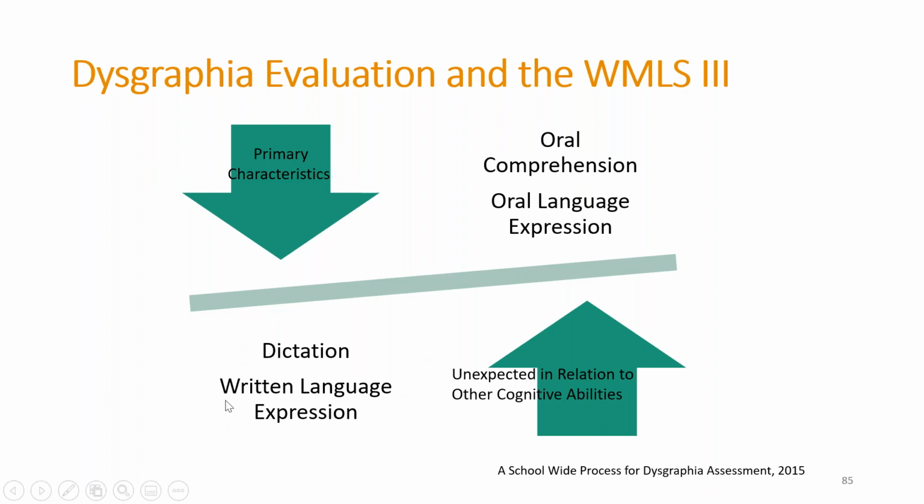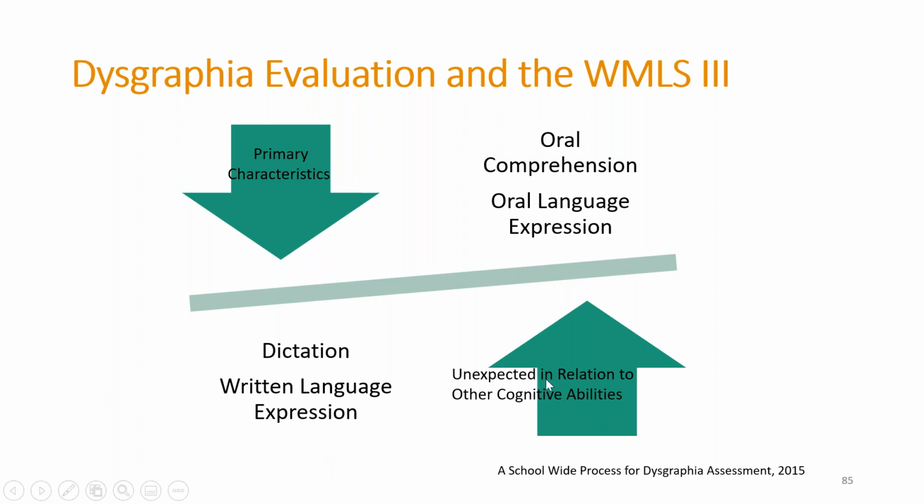So when we're looking at using the WMLS for dysgraphia evaluation, the primary characteristics can be assessed through using the dictation and written language expression tests and pulling in those different types of data you can get from that: observing them in the process of writing, conducting an error analysis, looking at the quality of writing, legibility, etc. So that's assessing those primary characteristics.